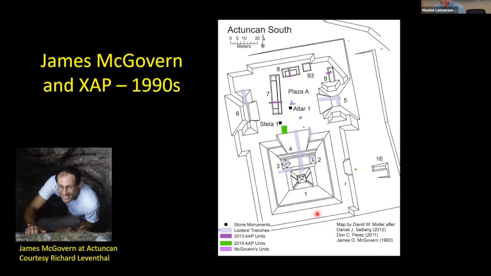There was also a massive terminal classic ritual deposit on the summit of structure 4. And in my dissertation, which I'm not going to talk about more, 7, 8, and 9 were shown to be terminal classic, focused on a later reutilization and grafting onto the importance of this complex.